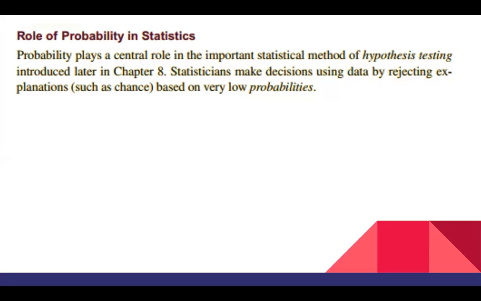Role of probability in statistics. Probability plays a central role in the important statistical method of hypothesis testing, introduced later in Chapter 8. Statisticians make decisions using data by rejecting explanations based on very low probabilities. Again, the English and exact wording on this is very important. We're going to discuss this a little bit later, but it's important to understand that all hypothesis testing allows us to do is either reject a probability of something happening or fail to reject an explanation of something happening. And we'll dive into that deeper so you all will understand that a little further.